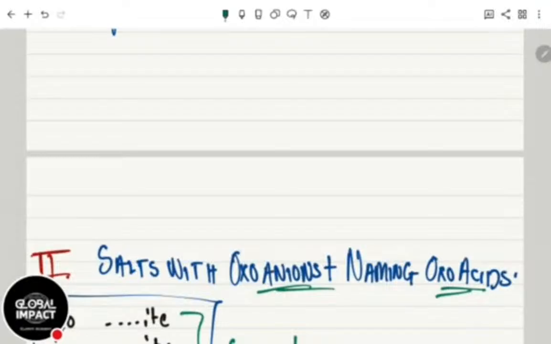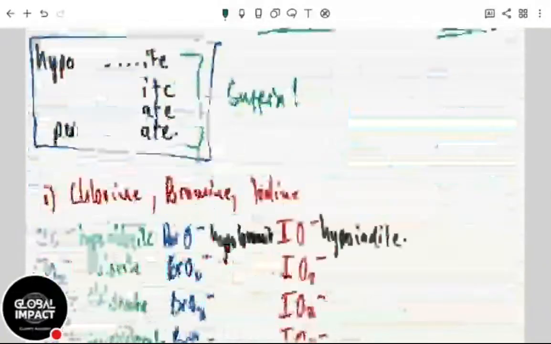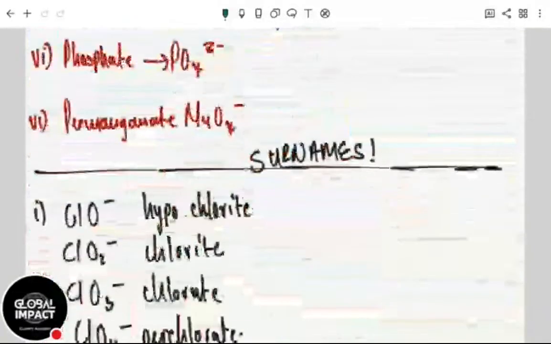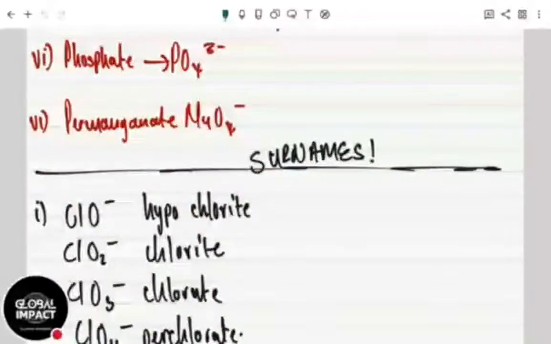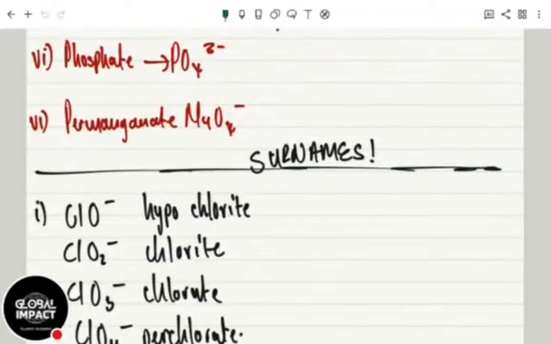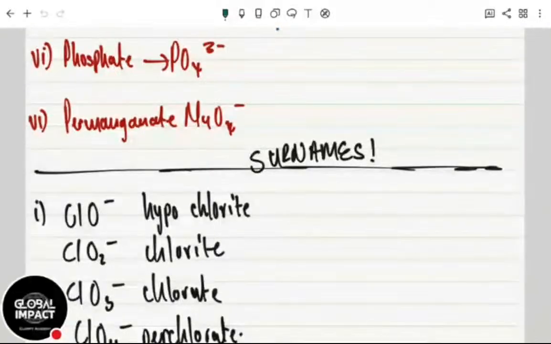We are now doing the oxo acids. We want to see how they name the oxo acids. I want you to know that oxo acids are also called ternary acids. Are you hearing me? If you know these names, you can easily do the oxo.